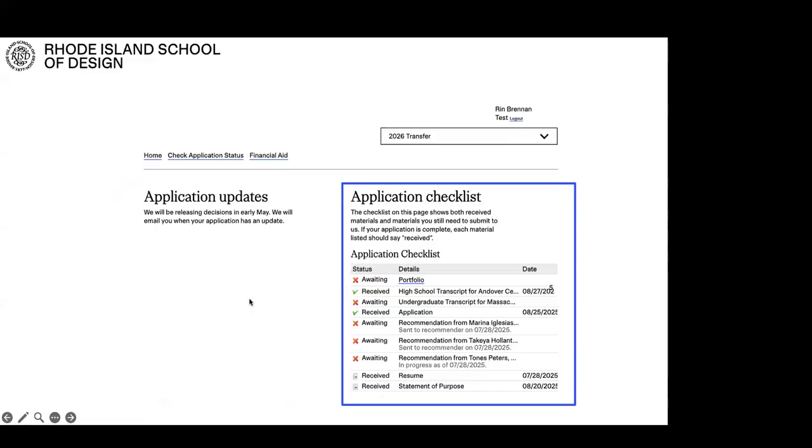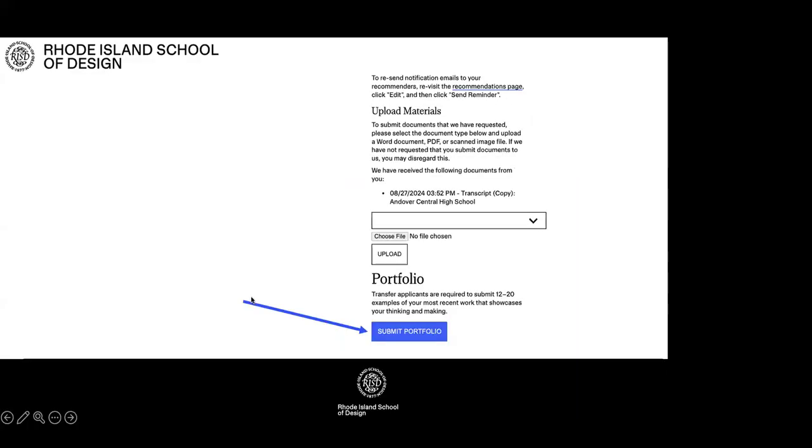So once you've started your RISD application, you'll get access to your portal, and then you can check what you need to submit in your checklist. Just keep in mind it takes up to 24 hours for updates to populate here. So sometimes you might upload something and then it still says we're awaiting it. It's just because there's systems that are still in conversation with one another. I recommend submitting your portfolio through the applicant portal. In fact, that's the only way to do it.